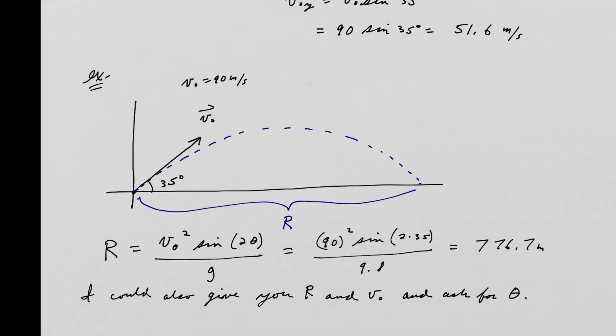For instance, if I gave you the velocity was 90 and the range is 776.7 meters, you should be able to come up with the fact that it was launched at 35 degrees, okay? All right.